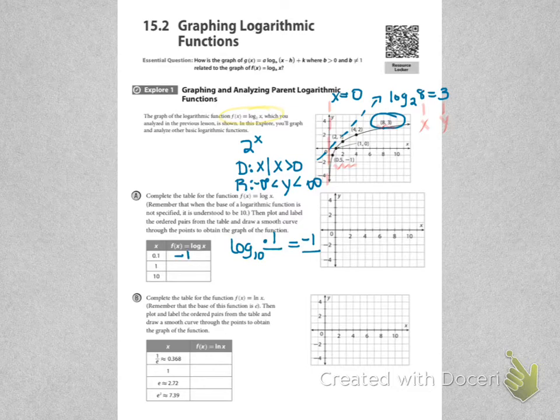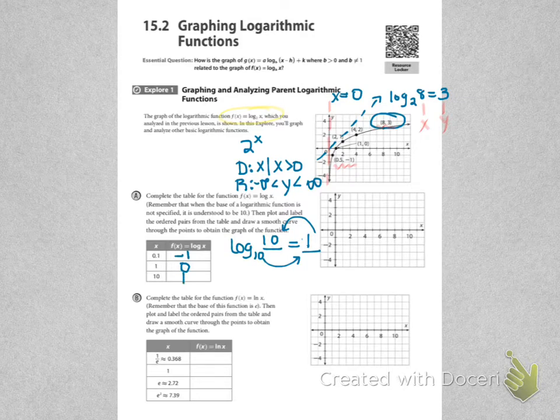If instead the input was 1, in other words I'm saying 10 to what power is 1, I know that that's 0, because when I raise 10 to the 0 power, I get 1. And so my output would be 0 on this one. And then, of course, if the input is 10, then I know that the exponent must be 1, because 10 to the first power is 10 itself.